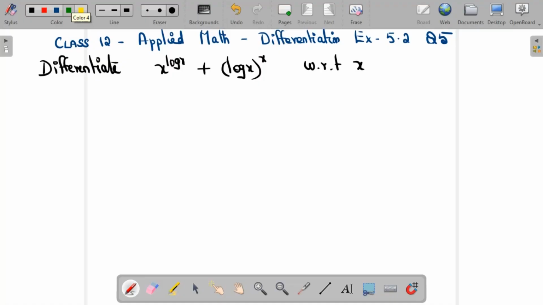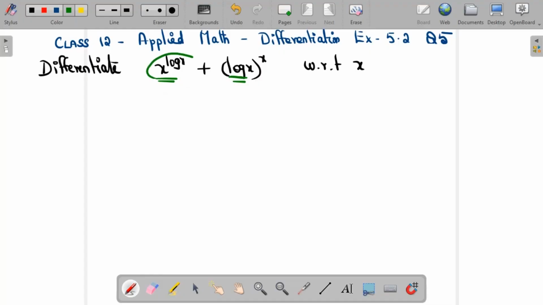In this video, let's see how to solve the fifth question in exercise 5.2. Differentiate x power log x plus log x the whole power x. Remember the rules of differentiation. If there are two terms, I can differentiate this separately and this separately and add up the solution.